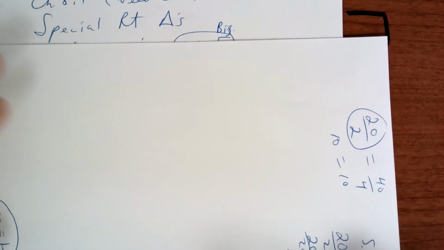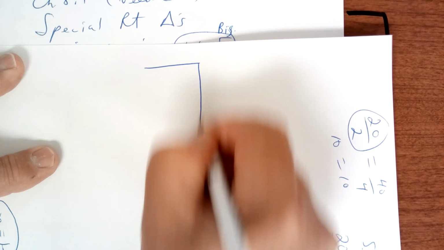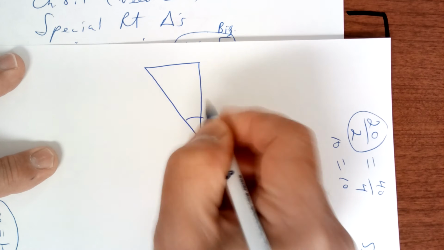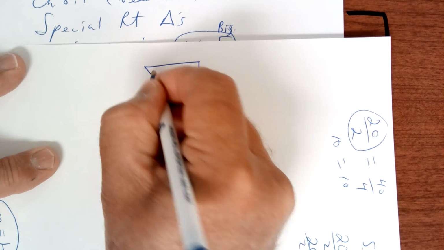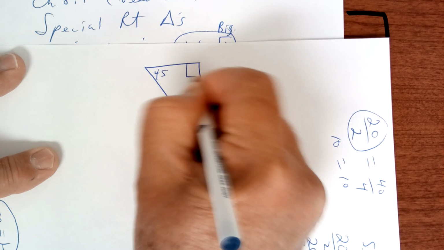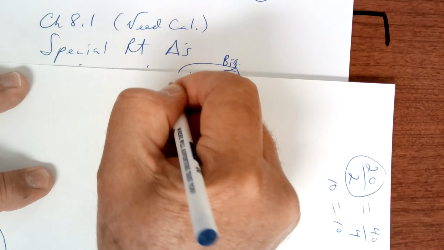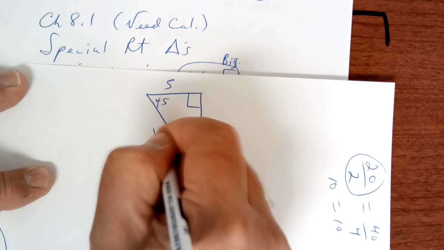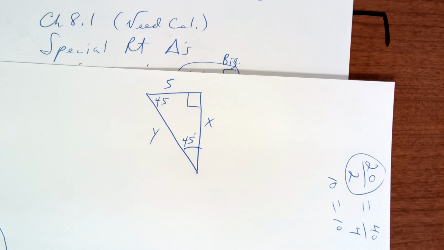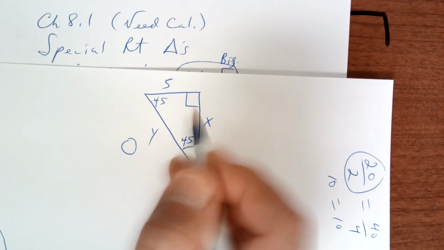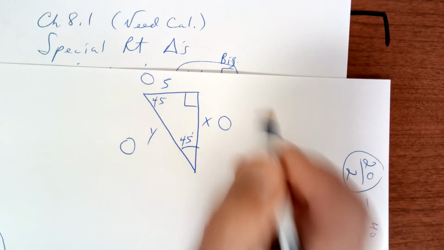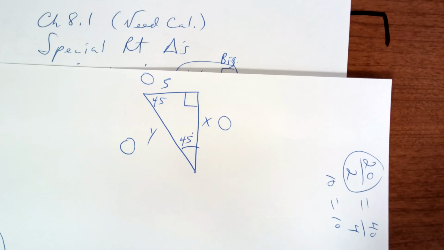Draw this right triangle and make this a 45, 45, 90. And then put a 5 here, put an X here, put a Y here. Okay, put your circles. Don't circle the numbers.